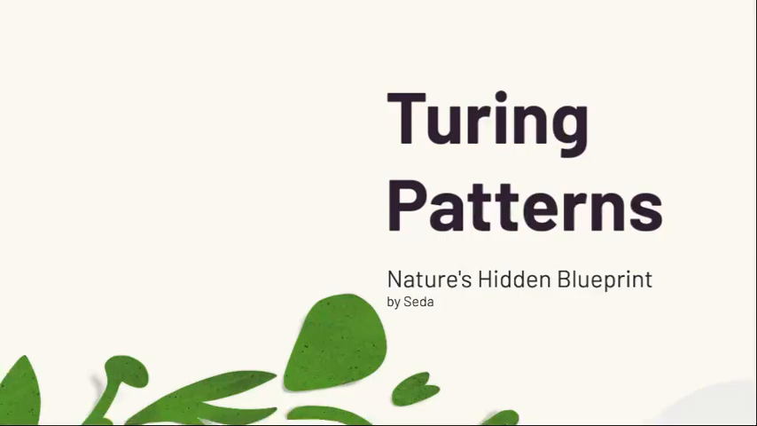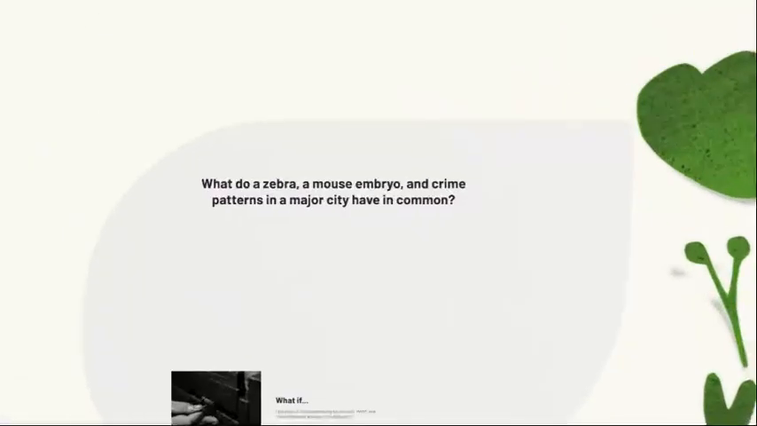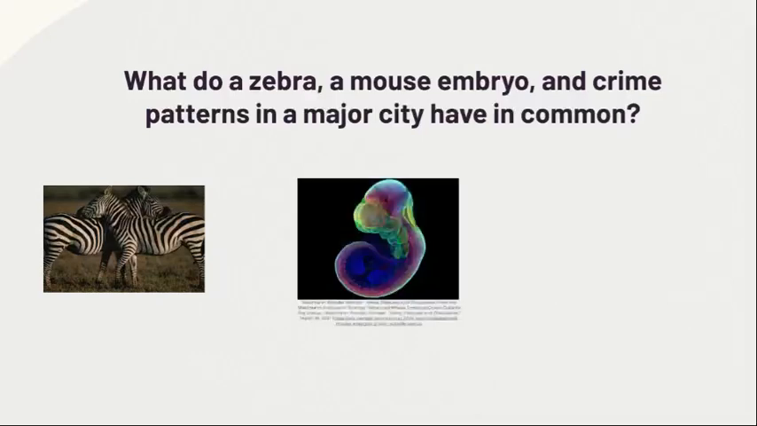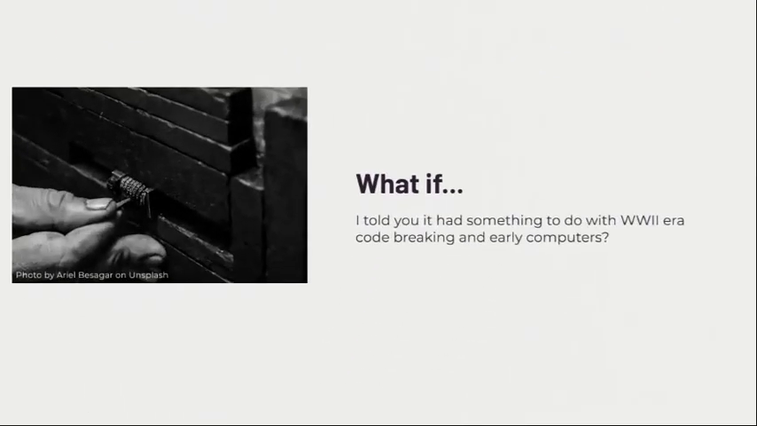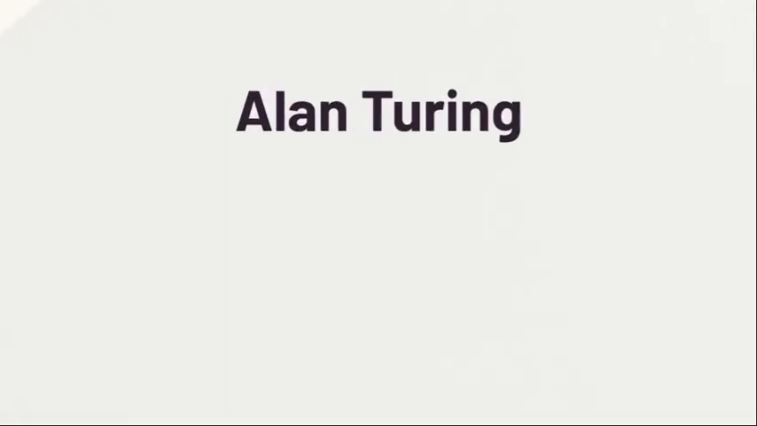Talk about Turing patterns, nature's hidden blueprint. What do a zebra, a mouse embryo, and crime patterns in a major city have in common? What if I told you that it had something to do with World War II era code breaking and early computers? Still not hopeful? Well, let's start at the beginning with a man named Alan Turing.